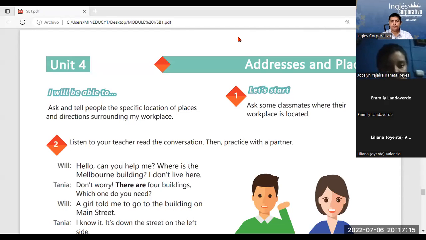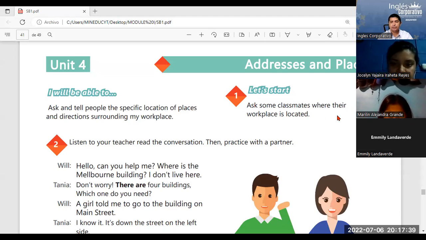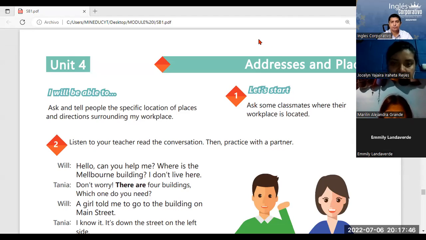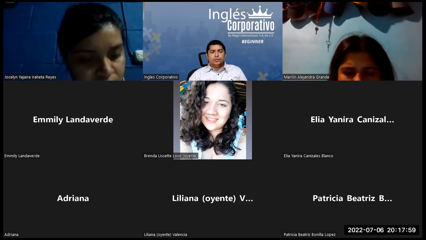Can you see it now? Yes. ¿Pueden ver el libro, sí? Yes. Okay, we are going to start with the activity number one. Let's start. Ask some classmate where their workplace is located. And then we are going to continue with the rest. You can ask each other, ustedes se pueden hacer preguntas entre ustedes mismos.